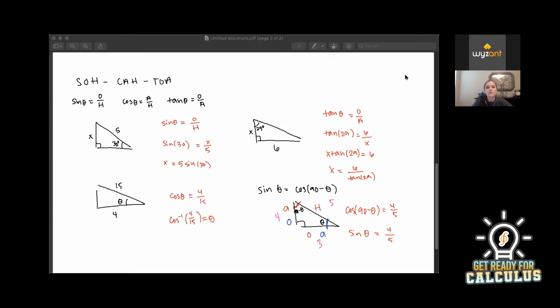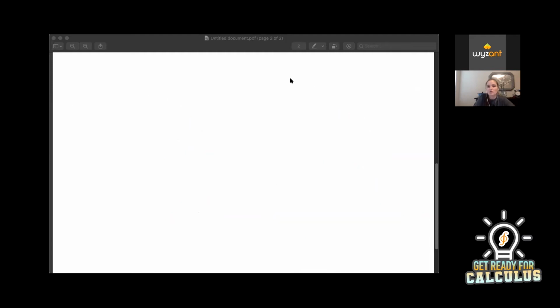Okay. That's pretty much all I wanted to go over with Sohcahtoa. The other things that you want to watch out for are the other trig functions. So we have cosecant theta is 1 over sine theta. Secant theta is 1 over cosine theta. Cotan theta is 1 over tan theta. And tan theta is sine over cosine. So as long as you can get sine and cosine, you can get the rest of them.